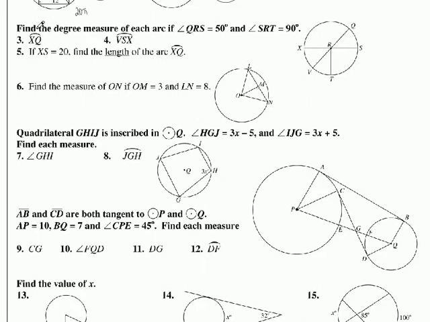All right, let's see what we got here. Find the degree measure of the arc if angle QRS, this angle right here, is 50. And then SRT is 90. And what am I looking for? I'm looking for arc XQ. So I'm looking for that arc right there.